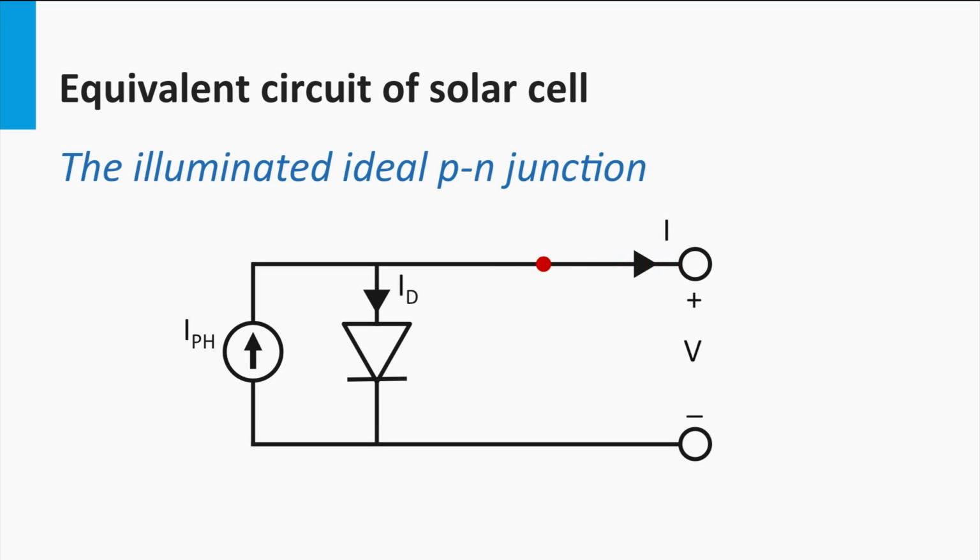It means that the far majority of the electrons in this equivalent circuit travel through the current source in the opposite direction of the arrow. The current generated by the light is I_PH, where PH stands for photo. Note that the photocurrent is in the opposite direction of the forward current of the diode.